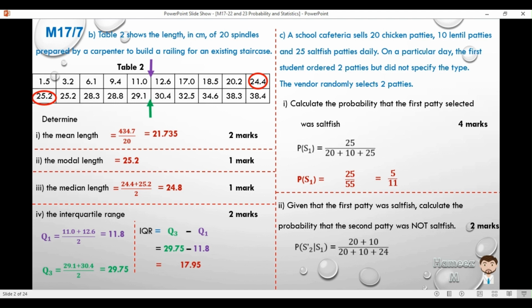So if it's not saltfish, what are the possible outcomes? We can choose out of the 20 chicken patties or the 10 lentil patties. So there are 30 possible choices out of the total. And what is the total? 20 chicken patties, 10 lentil patties, and 24 saltfish patties, because the first selection was a saltfish patty. So we don't have 25 anymore, but we have 24. So we can work that out: 20 plus 10 is 30 over 54. Or that can be reduced, divided by 6 throughout, so it'll give us 5 over 9.